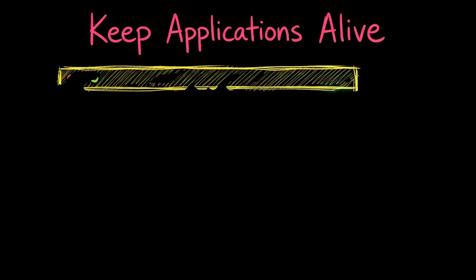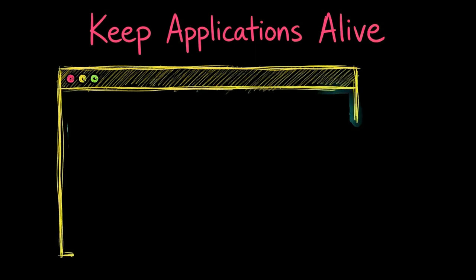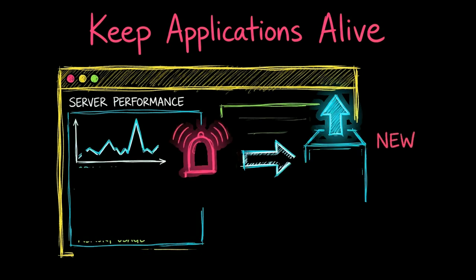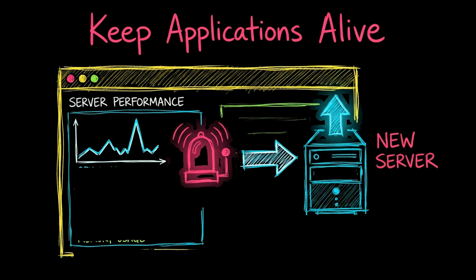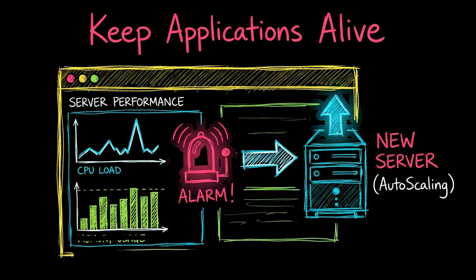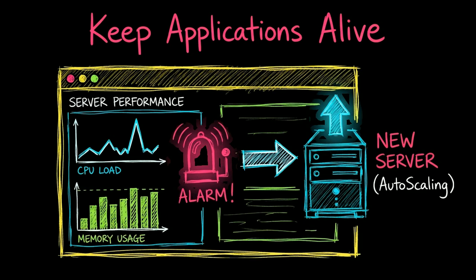CloudWatch has a completely different purpose. Its job is to keep your applications alive and responsive. You use CloudWatch to build dashboards, monitor performance, and trigger alarms automatically. For example, if traffic suddenly increases and your web servers are overloaded, CloudWatch can trigger an auto-scaling group to launch additional EC2 instances before customers even notice a slowdown.